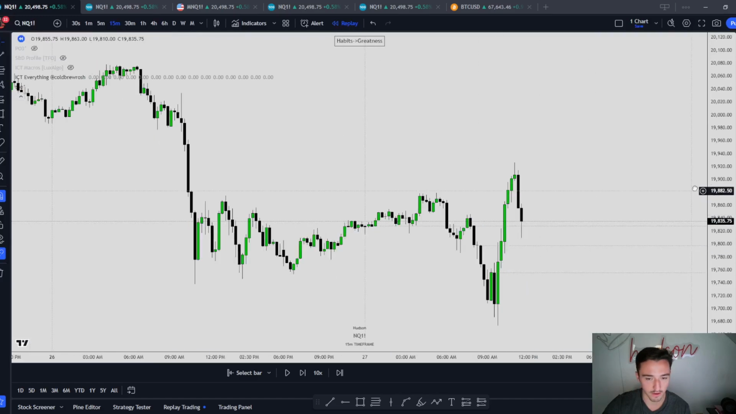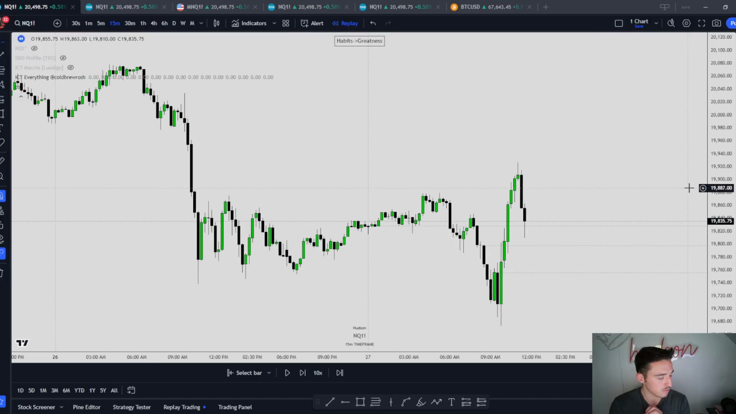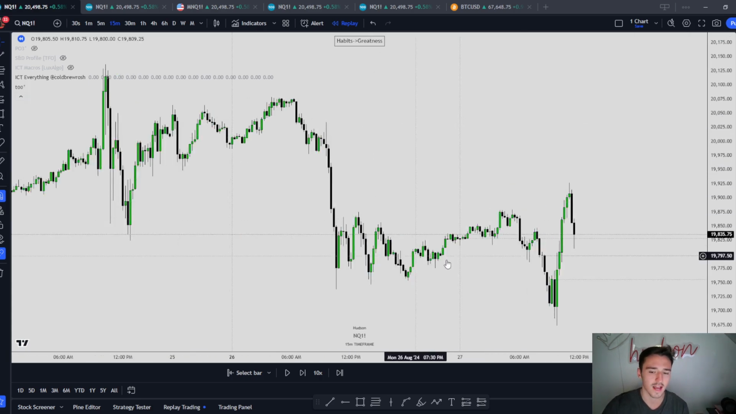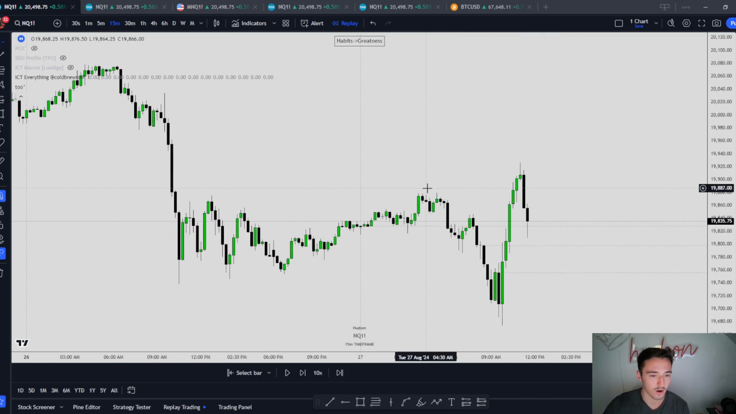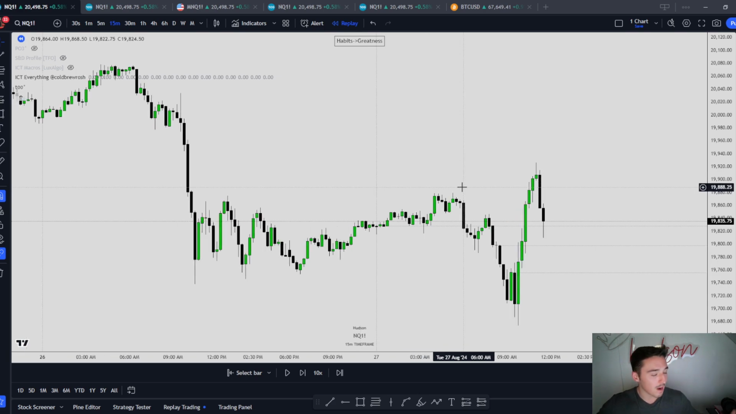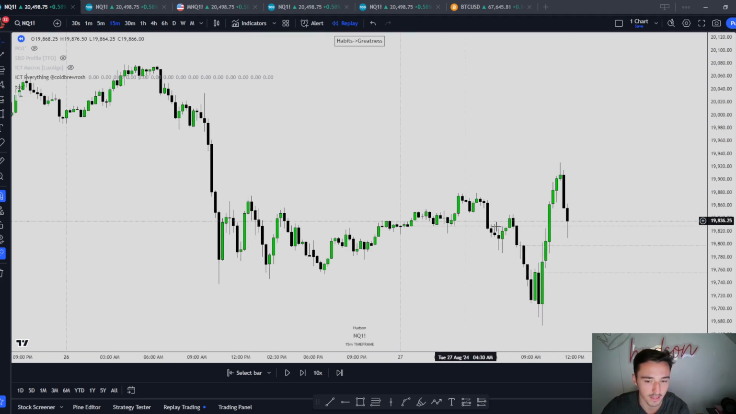So here we are on the 15-minute chart. My favorite Power of 3s lie on the 15-minute chart. Why? Because that is going to be your daily Power of 3. In my case, I like trading that more than just your little accumulation and manipulation on the 1 minute. I like trading the 15-minute.